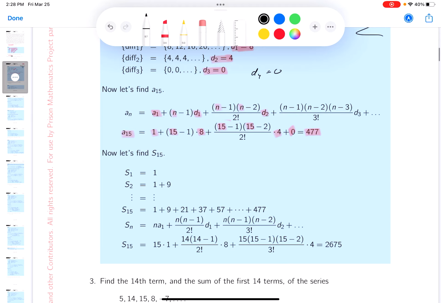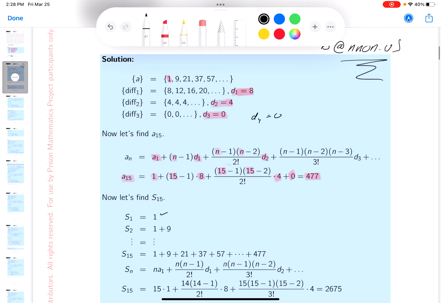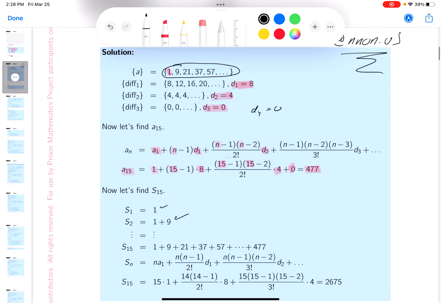All right, let's do S15 now. You know, S1 is the first term. By the way, we're talking about this sequence of numbers over here. S2 is 1 plus 9. What's S15? Well, it's 1 plus 9, 21, 37, 57. There's a bunch of terms over here. The 15th term we already computed is 477. We know that much. If you want to go compute that.